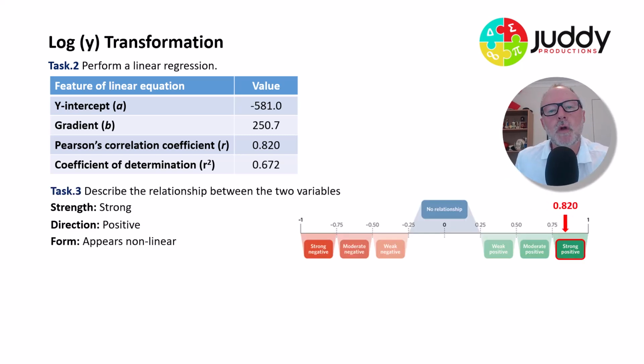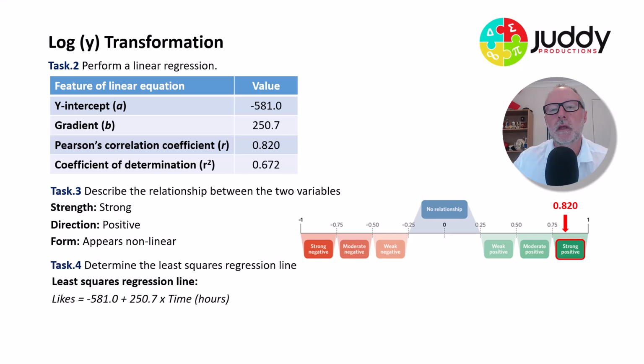Task number 3 was describe the relationship between the two variables. So we look at this visual, we see that a Pearson's correlation coefficient of 0.82 places the relationship between these two variables, or the association, in a positive and strong classification. So the strength is strong, the direction is positive. However, when we looked at our original data of our scatter plot, we see that this form appears to be nonlinear.